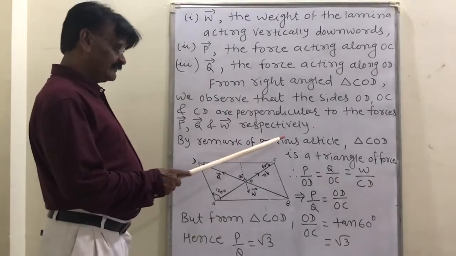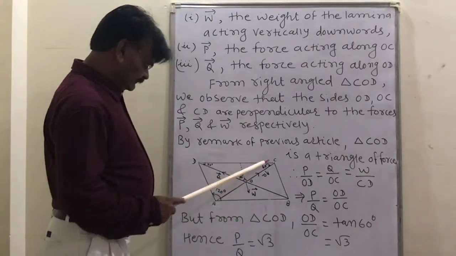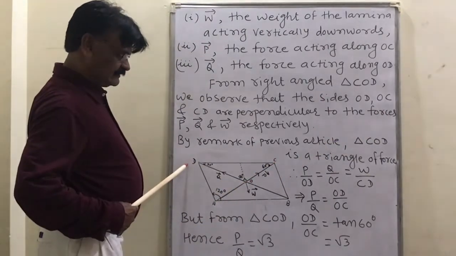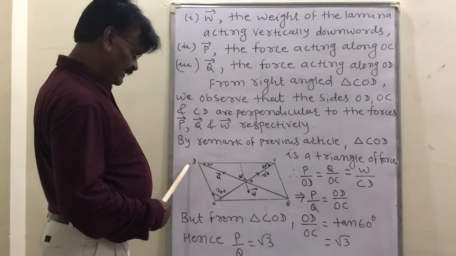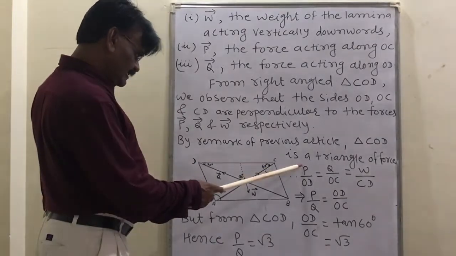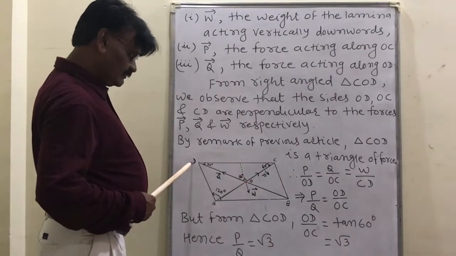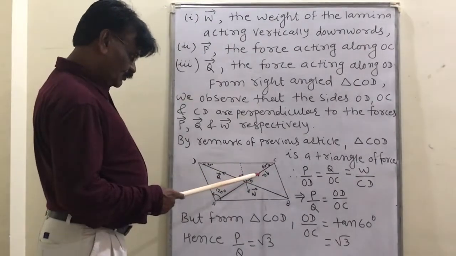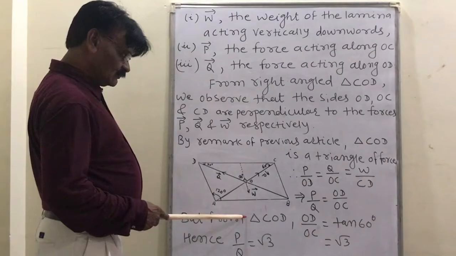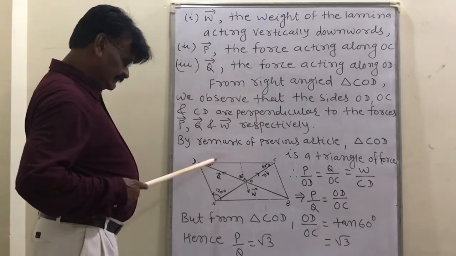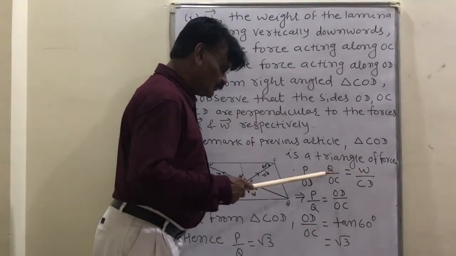Hence, by the remark of the previous article, triangle COD is a triangle of forces, and hence P divided by OD is equal to Q divided by OC is equal to W divided by CD. These three ratios are equal to each other.